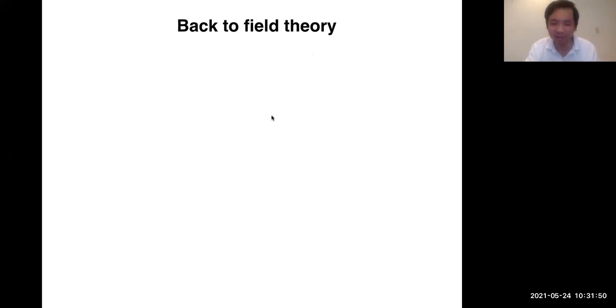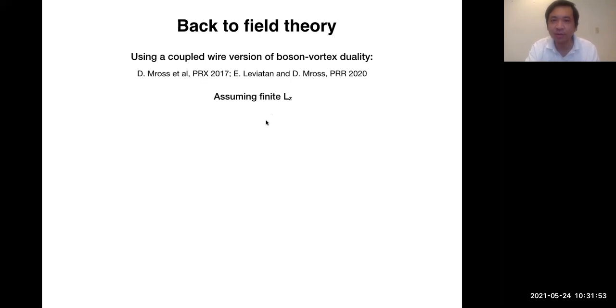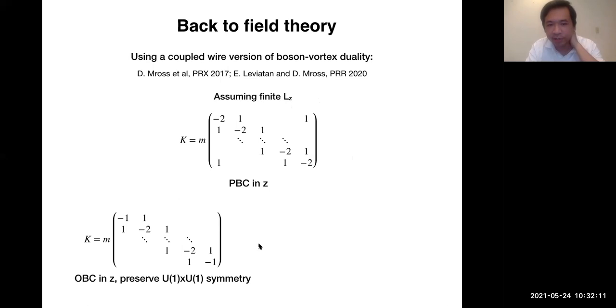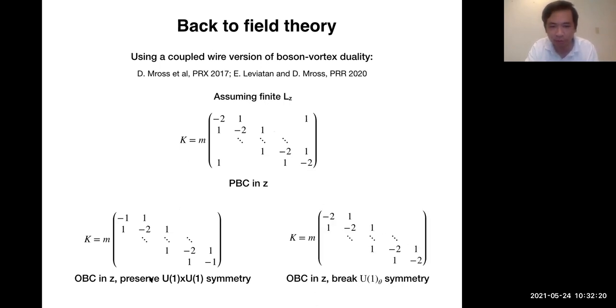Okay, so let me now go back to field theory. We can use a coupled wire version of boson vortex duality to show that this coupled wire construction can be mapped back to this layered Chern-Simons theory. Assuming a finite LZ, you get this kind of theory as we expected. And depending on the boundary condition you put on the top and bottom surface, the K matrix around these corners may look slightly different, depending on whether you break the symmetries or not.